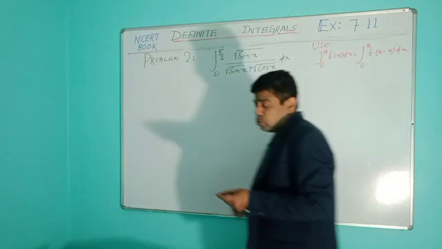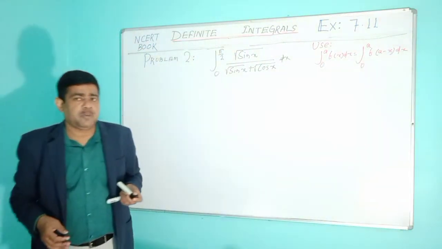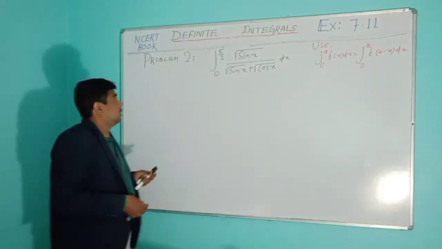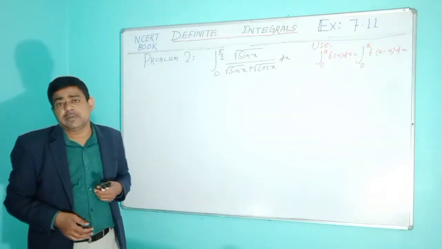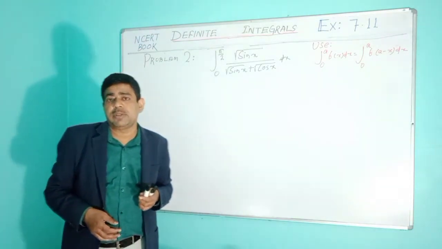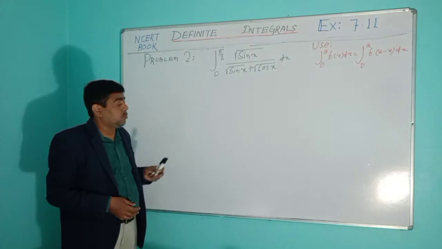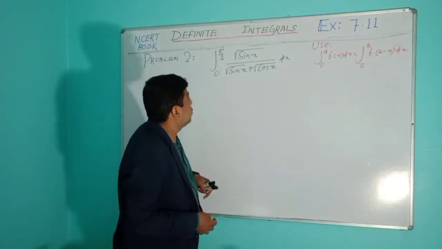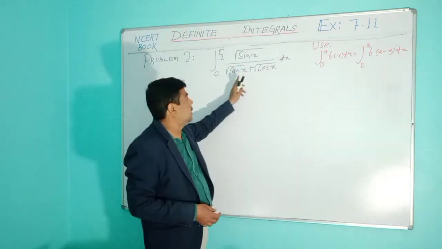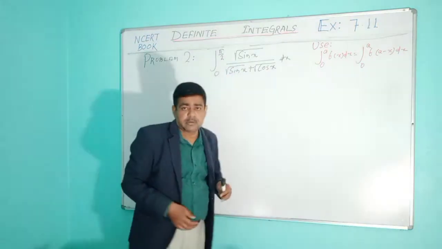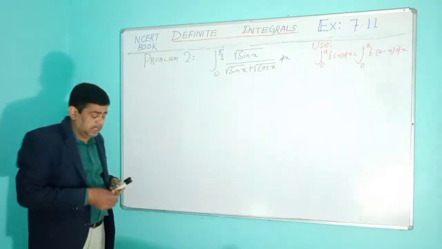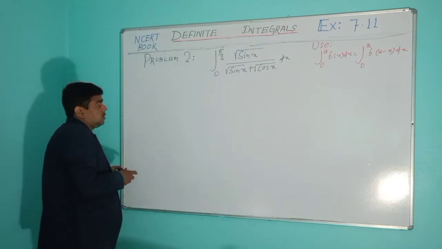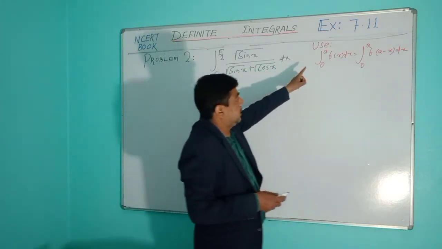Okay, dear students, another question I am going to discuss here, question number 2 of your NCERT book. Here you are going to find the problem based on definite integrals using the property. The question is to find the integration from 0 to pi by 2 of root sin x divided by root sin x plus root cos x. Let's see how to solve it.